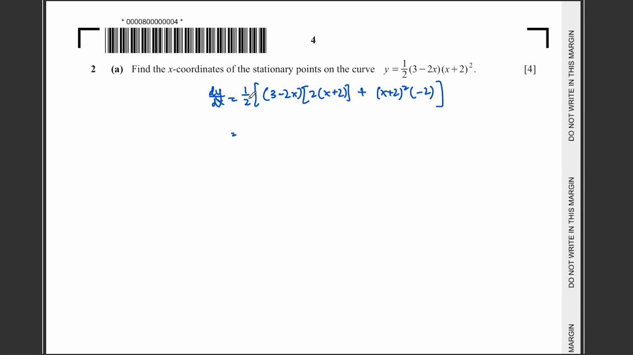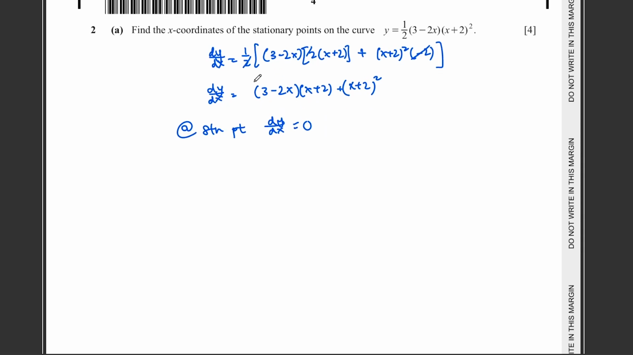Right, so I can simplify the half and this one cancels. So okay, this is the dy/dx in terms of x still, and they want the stationary point. At the stationary point, recall that dy/dx will be 0. So what we can do is equate this function to 0.